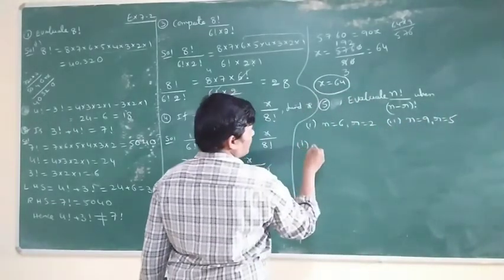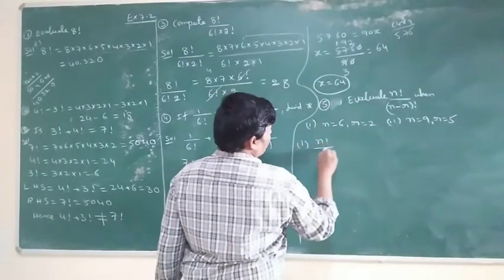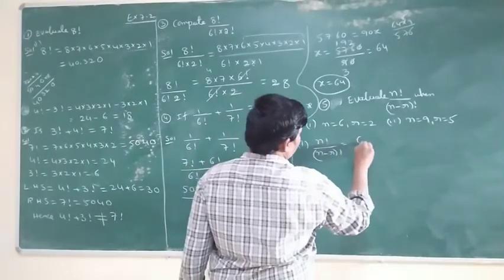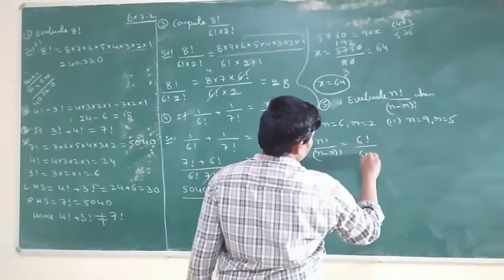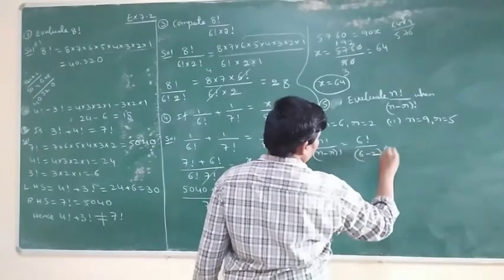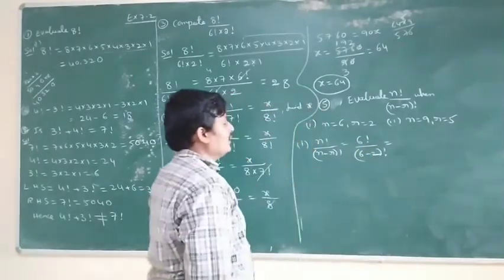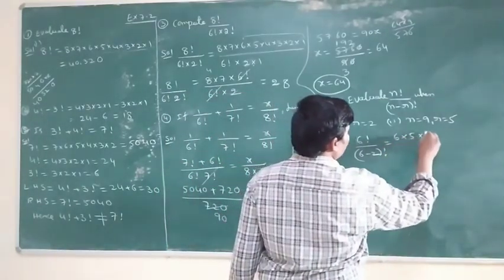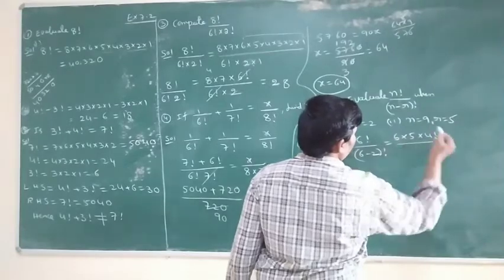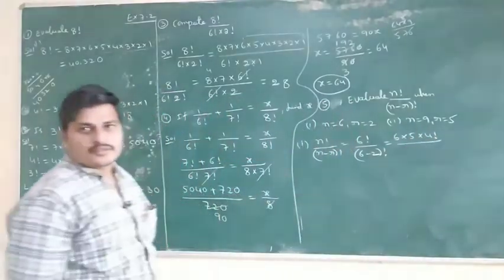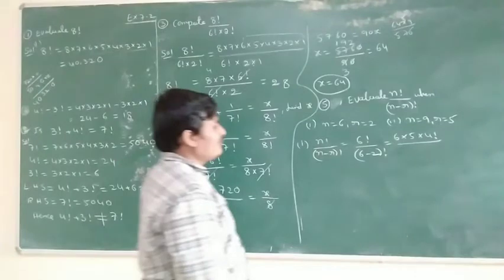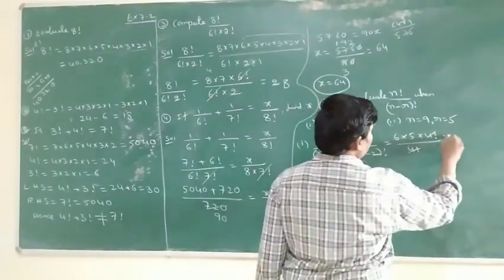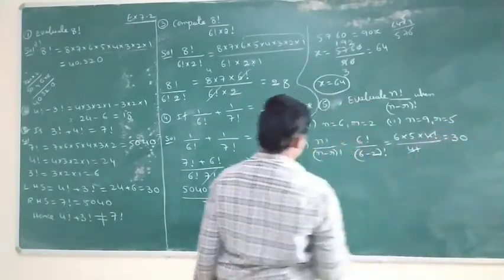First bit: n factorial by n minus r factorial. So 6 factorial by 6 minus 2 factorial. Okay, 6 factorial is equal to 6 into 5 into 4 factorial by 6 minus 2, which is 4 factorial. So that value is equal to 30.